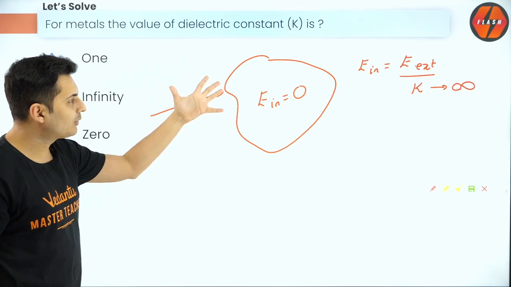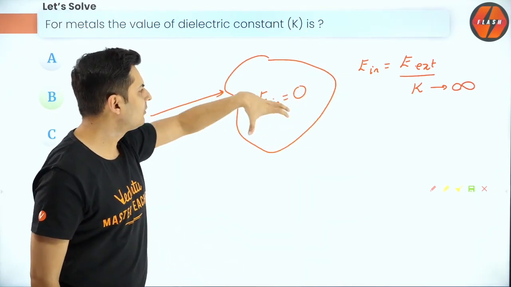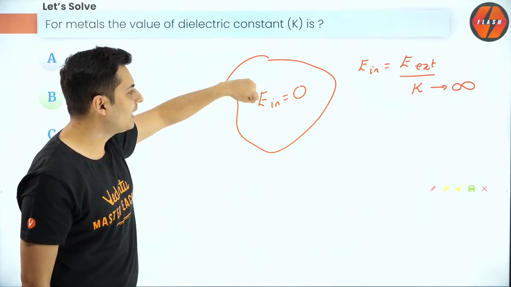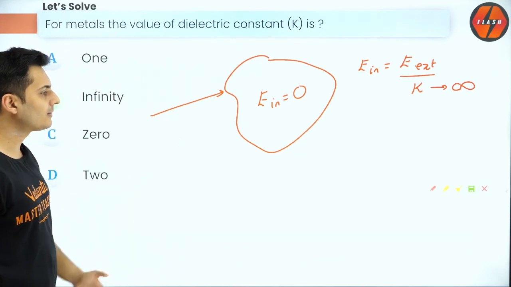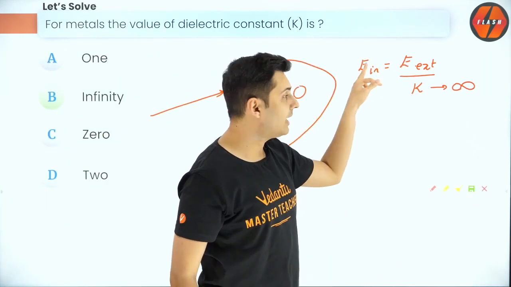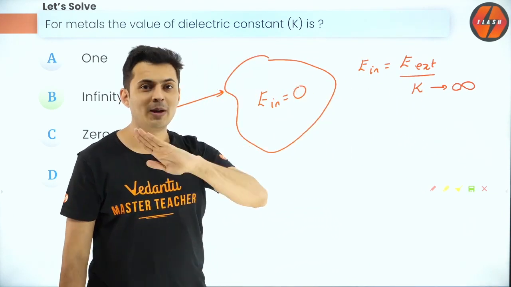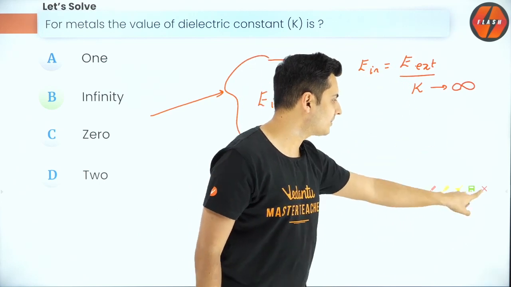If there is a field coming from outside, and there is dielectric constant K, and it is very large, the field inside will be very, very close to 0. And if it is infinity, then it becomes 0. I hope this is very clear. So that's how you get to this question. This formula has been explained in one of my playlists. You can check it out, Electrostatics and Gauss law. I have explained how this formula comes.